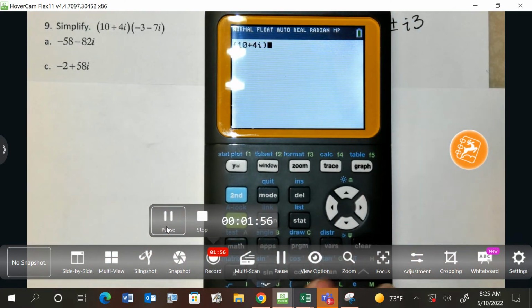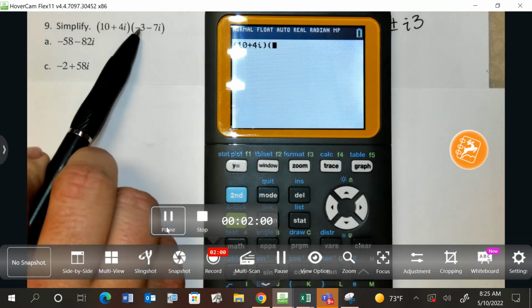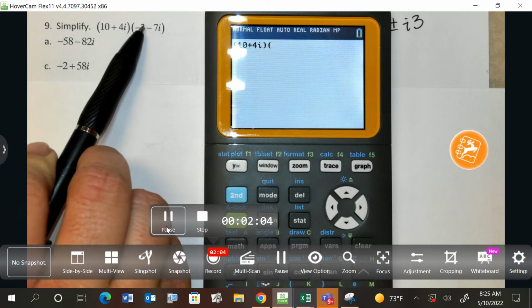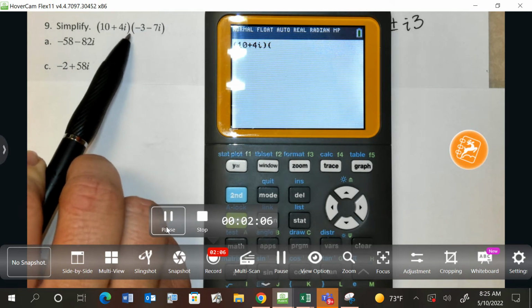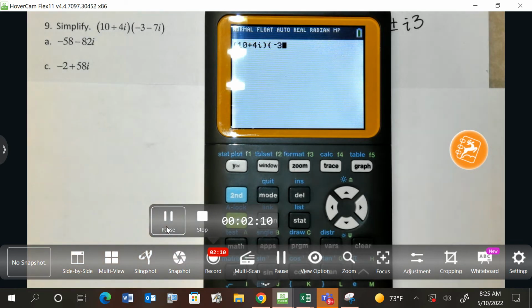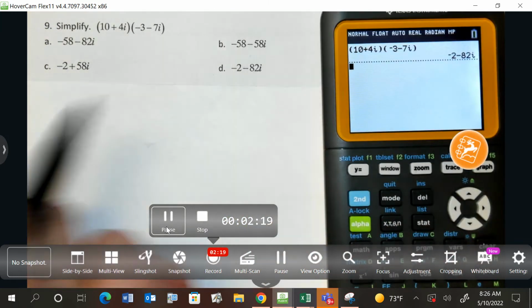Now I need to close parentheses. And now this is what was confusing to a lot of people. What do you put? So it says negative 3 subtract 7i. So in front of the 3 it needs to be a negative sign. And the negative sign is found below the 3. So negative 3, not subtract 3. Then it's subtract 7i. Okay, this is my correct answer. I'm going to look at my choices, and it can be found.